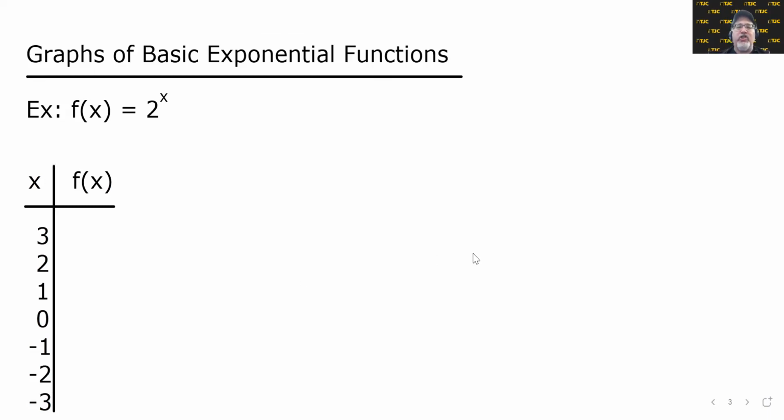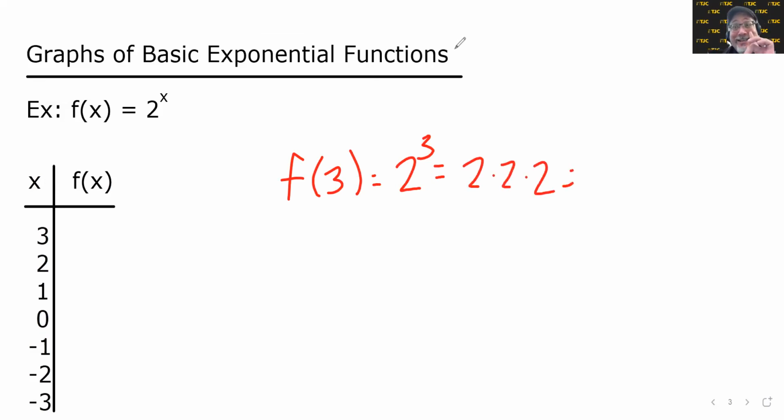All right, so all we have to do is put these numbers into our function and see what answers we get. Let's start with 3. If I put 3 in for the exponent, I'll get f of 3 equals 2 to the third power, but this just means 2 times 2 times 2, which is not 6, it's 8.